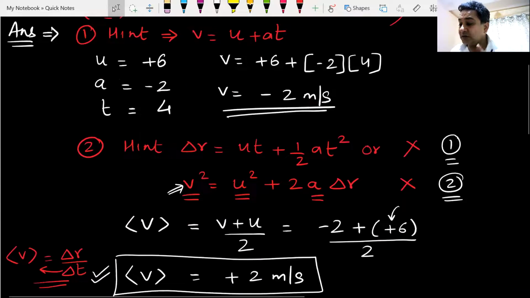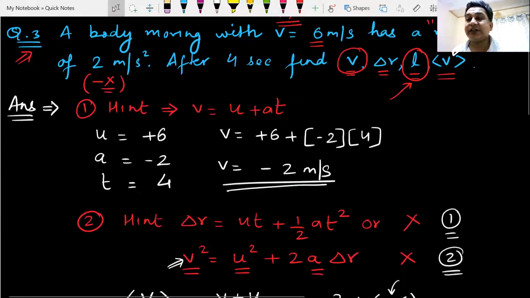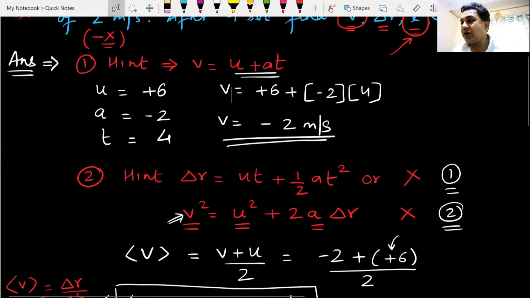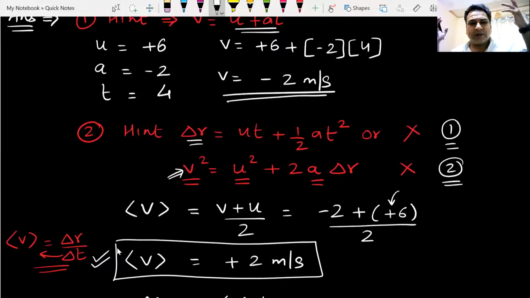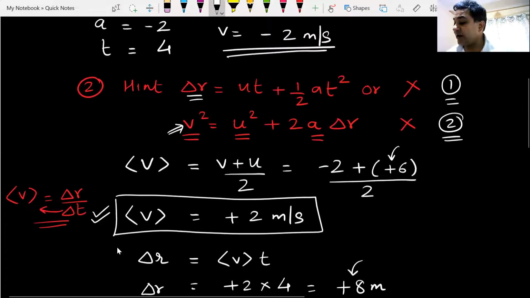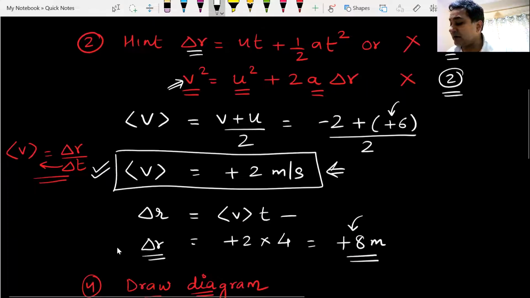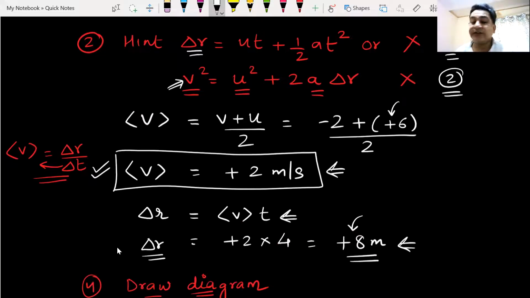The first question was find out the final velocity after 4 seconds. We use the simple equation v is equal to u plus at. Put the values, get it done. The second question was find out the displacement delta r. There are 3 different ways. Either apply ut plus half at square, or v square is equal to u square plus 2a delta r, or my way, find out the average velocity, then multiply this average velocity by time. This is my favorite. If you want, you can use this. Plus 8 meters was the displacement.